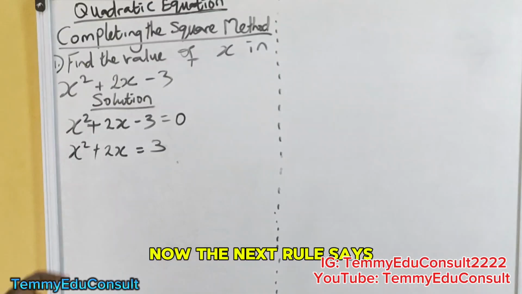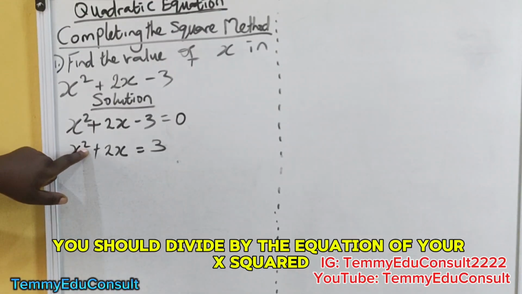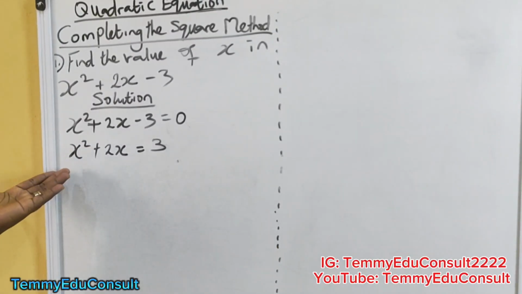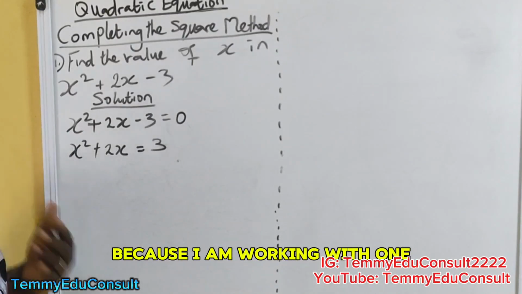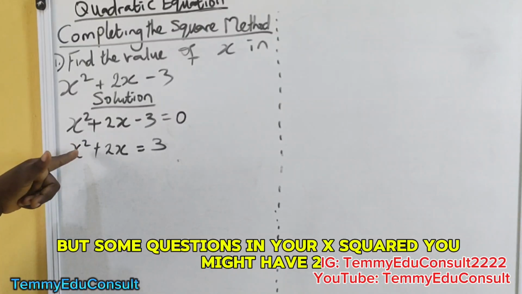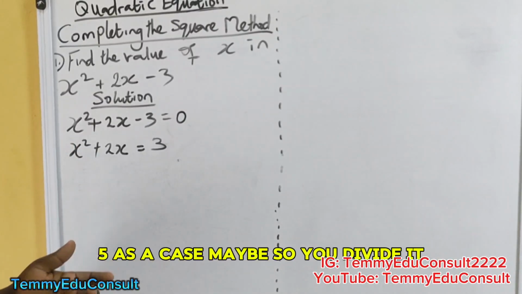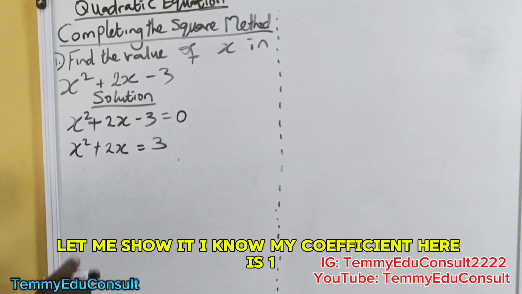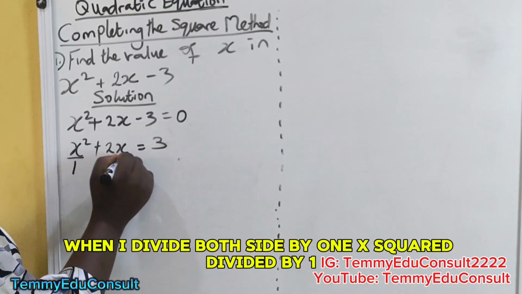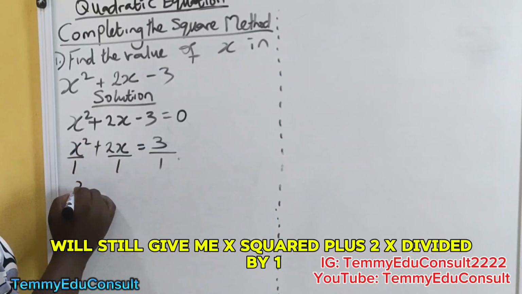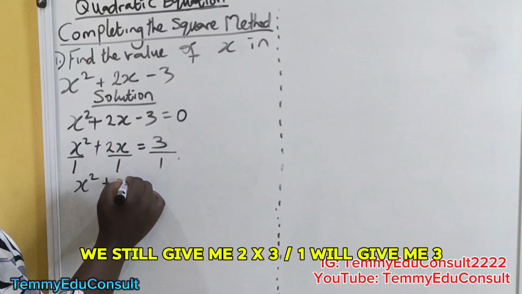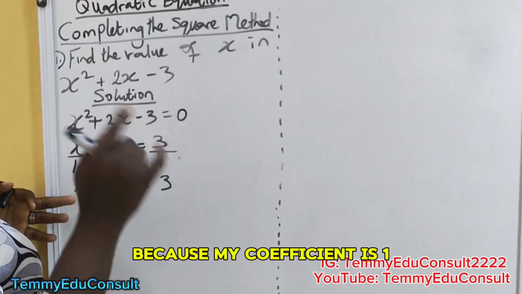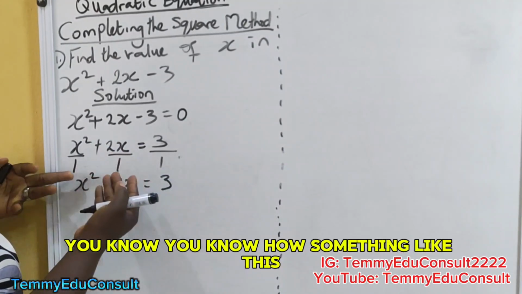Now, the next rule says you should divide by the coefficient of your x squared, and the coefficient of my x squared here is 1. I'm still going to arrive at the same equation because I am working with 1. But in some questions, your x squared might have 2, 3, 4, 5, as the case may be, so you divide. When I divide both sides by 1, x squared divided by 1 is still x squared, plus 2x divided by 1 is still 2x, and 3 divided by 1 is 3. Take note, if my coefficient is 2, you will not have something like this.